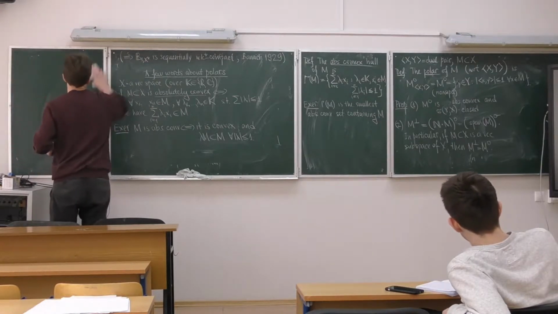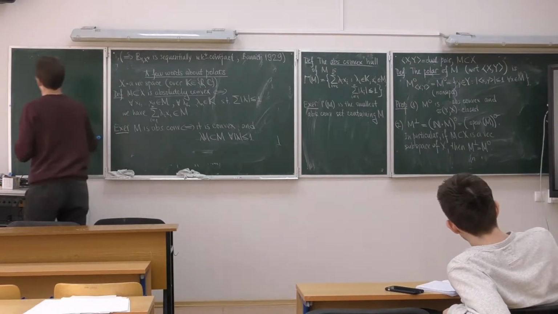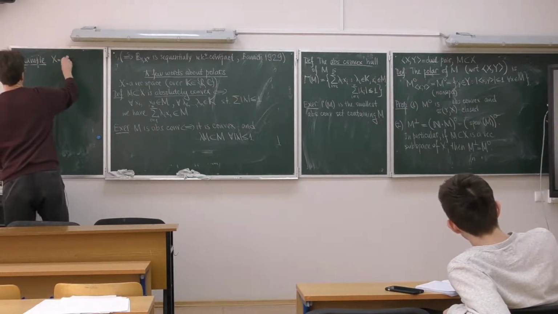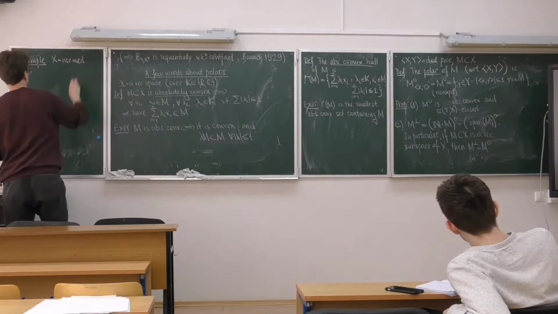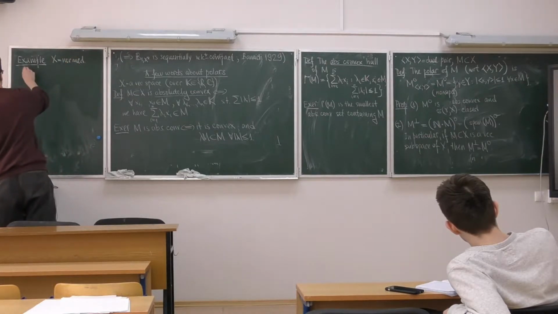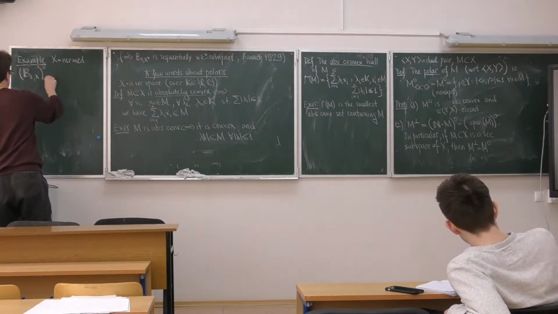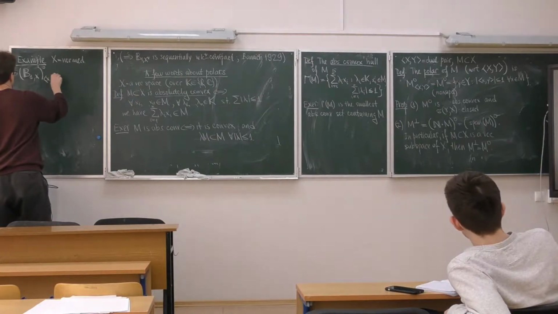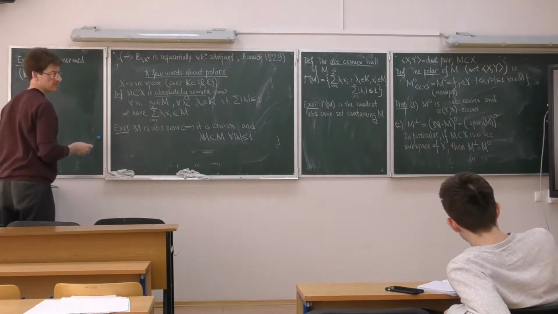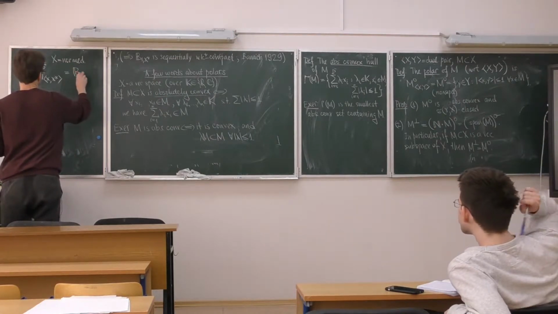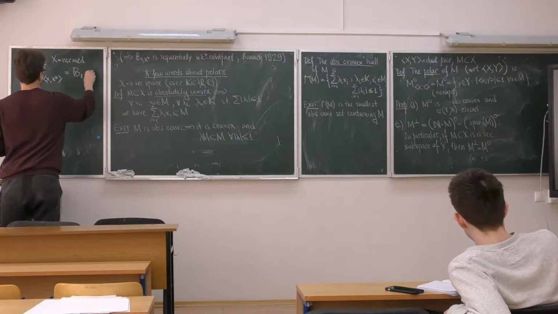By the way, here's a typical example of a polar. If X is a normed space, we can take the closed unit ball in X. Then the polar of the closed unit ball with respect to the duality between X and X star is nothing but the closed unit ball in the dual.